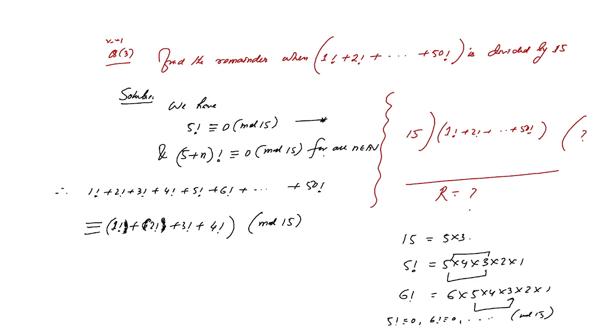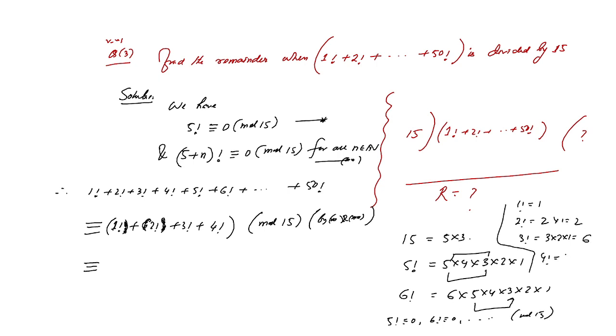Why are we using star and double star? Because from the 5 factorial term onward, if we divide by 15, that will be 0. So now what is this value? 1 factorial means 1, 2 factorial means 2, 3 factorial means 3 multiplied by 2, so that will be 6. 4 factorial means 4 multiplied by 3 multiplied by 2 multiplied by 1, that means 24. So 1 plus 2 plus 6 plus 24, mod 15.